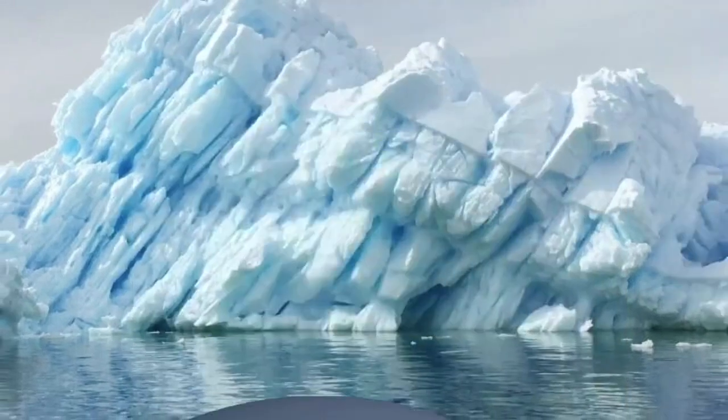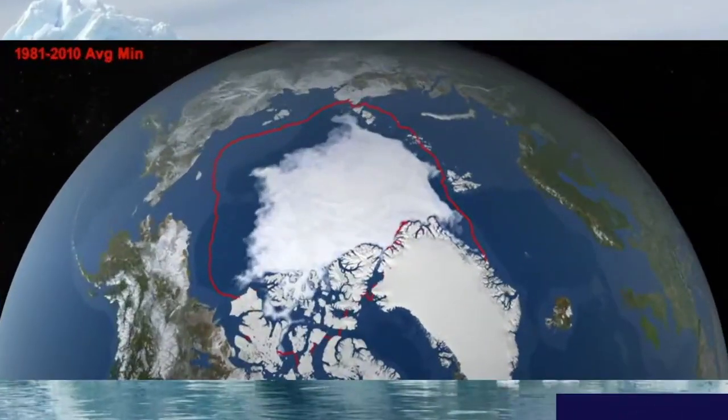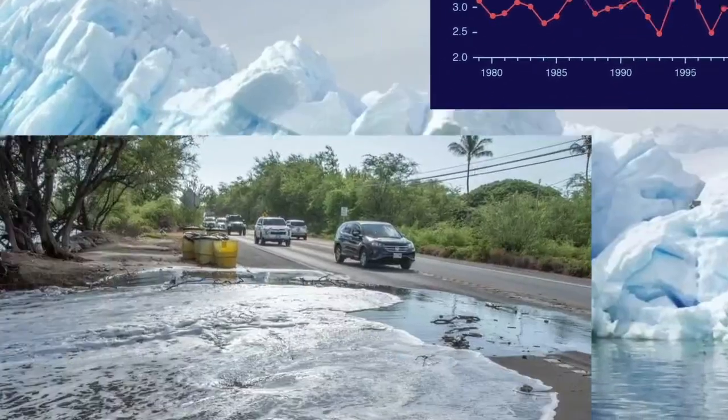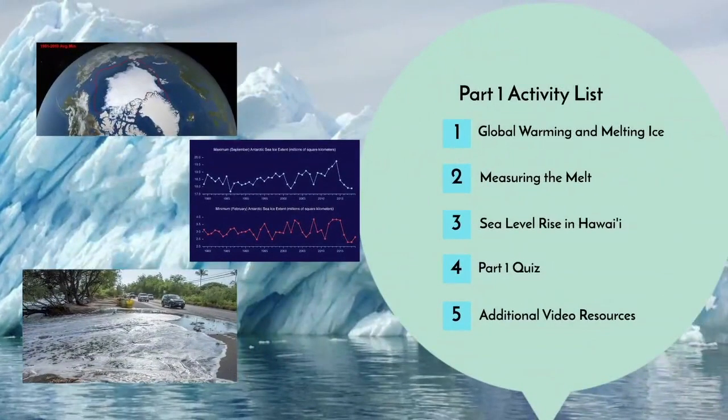Let's take a look at the activities for this part. In the first activity, global warming and melting ice, you will learn about the causes and effect of melting ice. The second activity, measuring the melt, will look at specific polar regions and analyze data on sea and land ice loss. The last activity will focus on sea level rise in Hawaii and how melting polar ice causes an increase in sea level rise. Once you complete the activities, take the Part 1 quiz. Additional video resources are available for more information on the topics covered in this part.